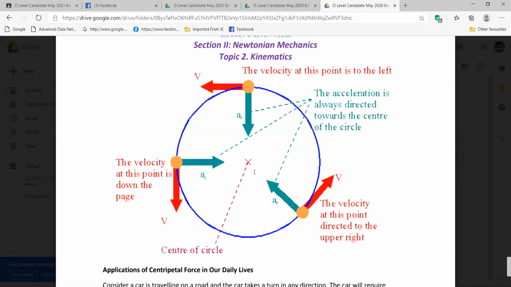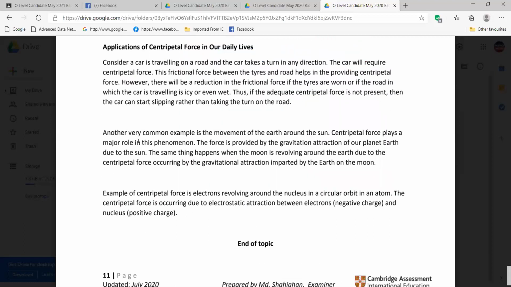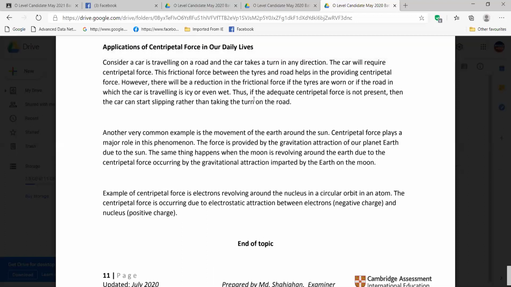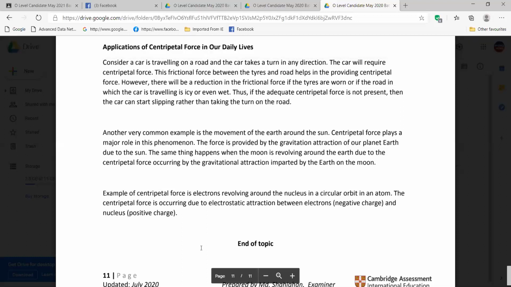Okay, here we gave some examples. One example I already told you, the planetary movements: the Earth moving around the Sun is also circular motion under centripetal force. Then electrons orbiting the nucleus. Then a car turning through a circular path. All these are circular motion. Anything else?